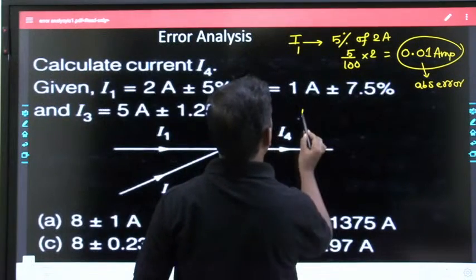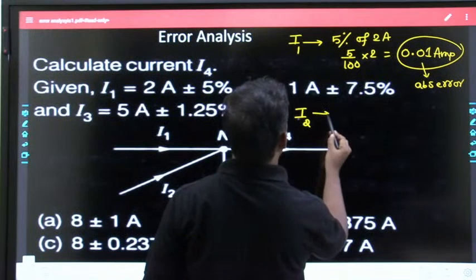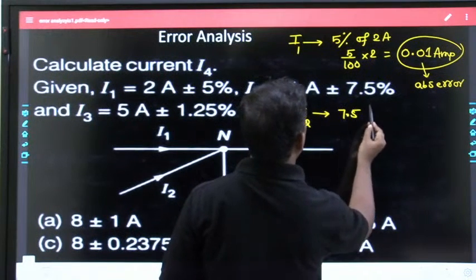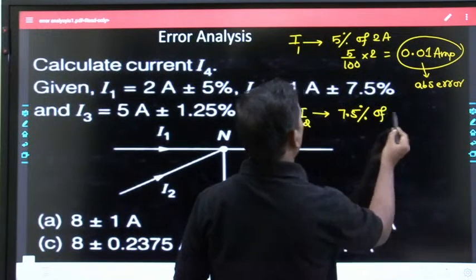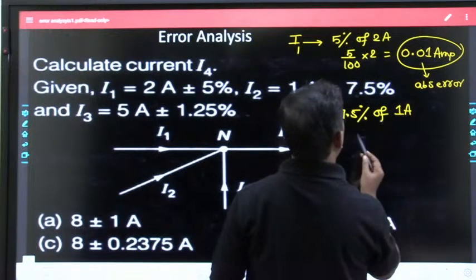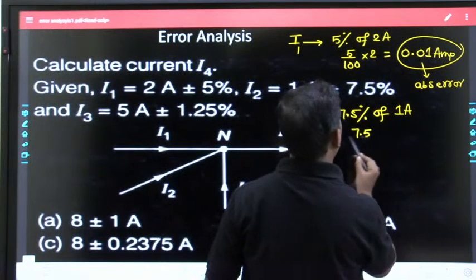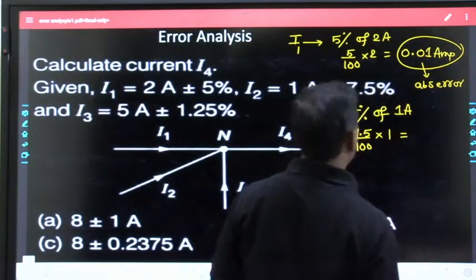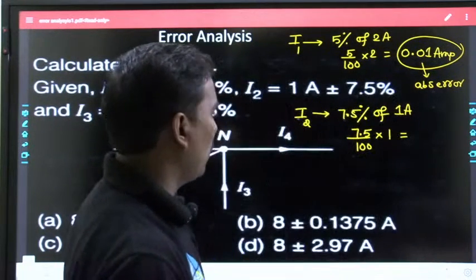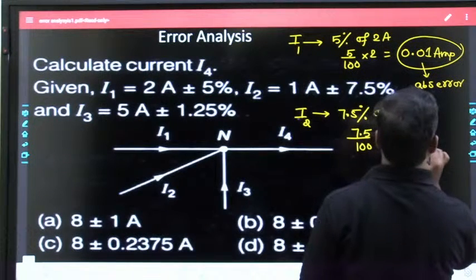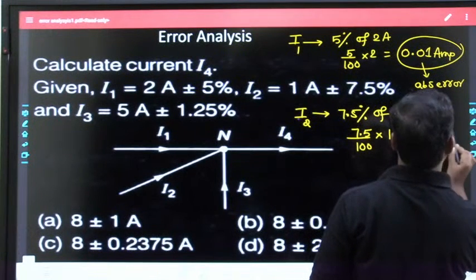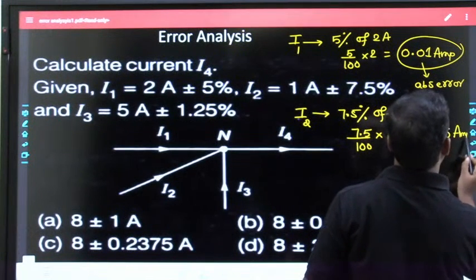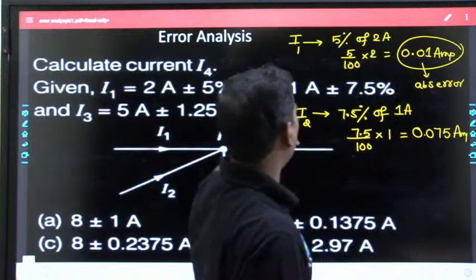Next comes I2. I2 is how much? 7.5% of 1 ampere. So that will be 7.5 by 100 into 1. So that will be how much? 75 by 1000. 75 by 1000 means 0.075 amperes. So this is the absolute error in I2.